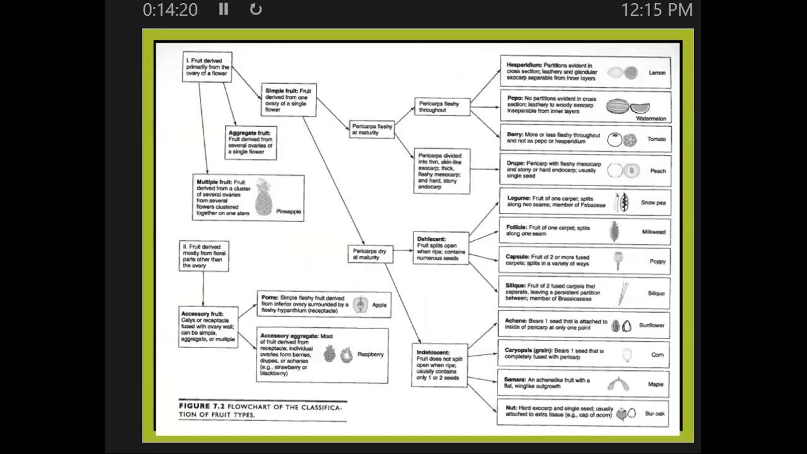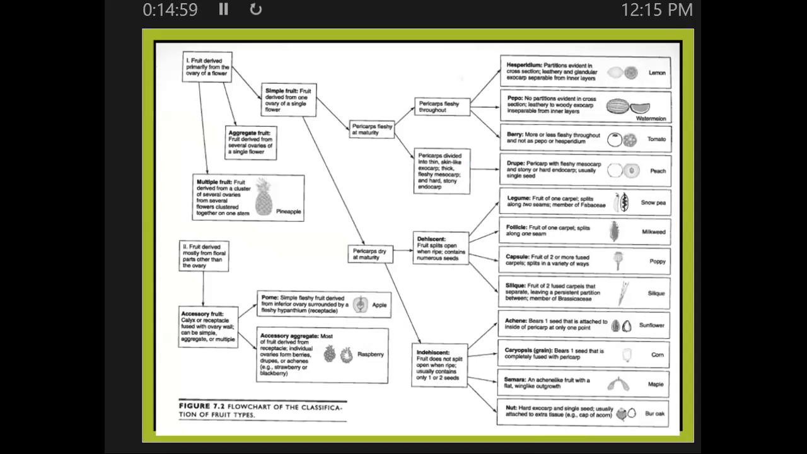Okay. So this is, I think, the lab manual. You'll be working with this in lab. So the main point we're trying to get you to think about is the big picture ideas, like simple and multiple and those ideas. We're not going to ask you to memorize examples of everything. That's easy for you to look up. But more of the big picture idea, fleshy and dry, and then looking at that idea of, is it simple? Is it multiple? Is it aggregate?